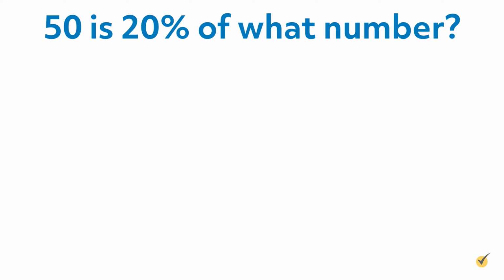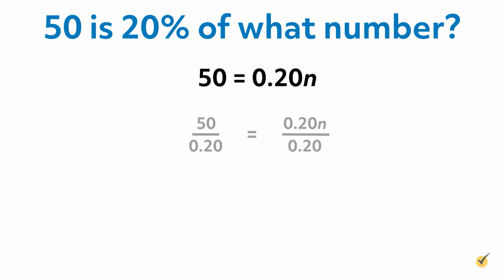Now that you've tried this one on your own, let's take a look at it together. The algebraic equation that represents this question is 50 equals 0.20n. From here, solve the equation for n. To solve for n, isolate the variable by doing inverse operations. The opposite of multiplying by 0.20 is dividing by 0.20. So divide both sides of the equation by 0.20.